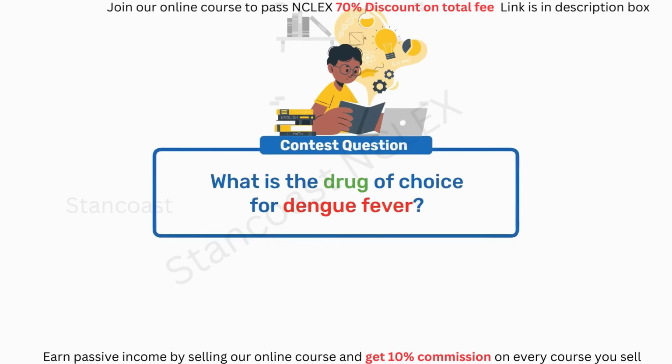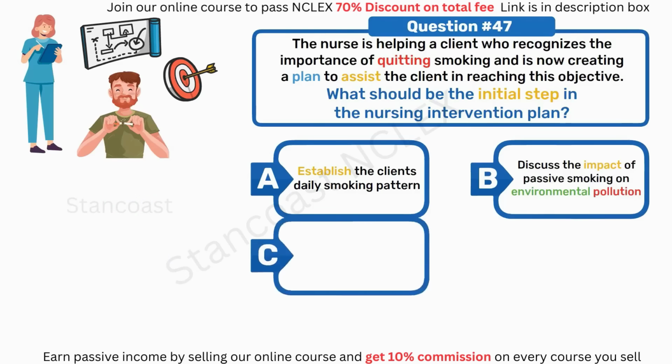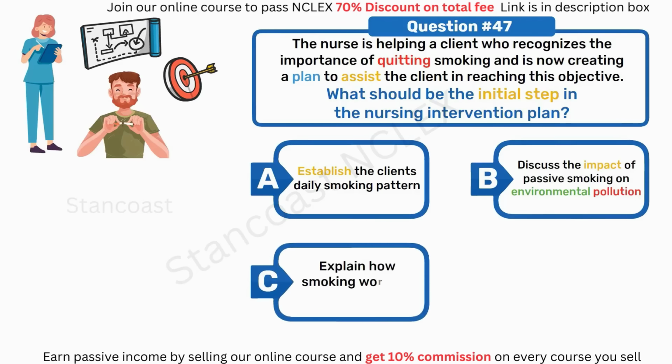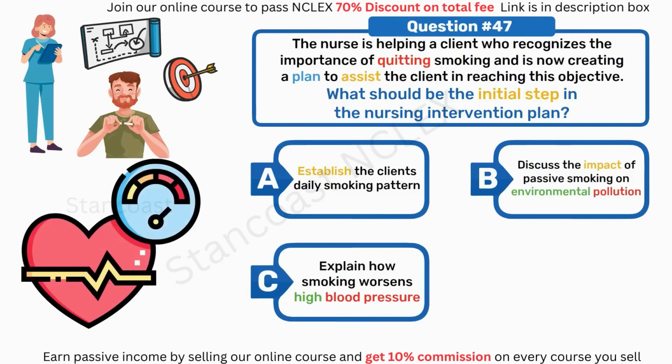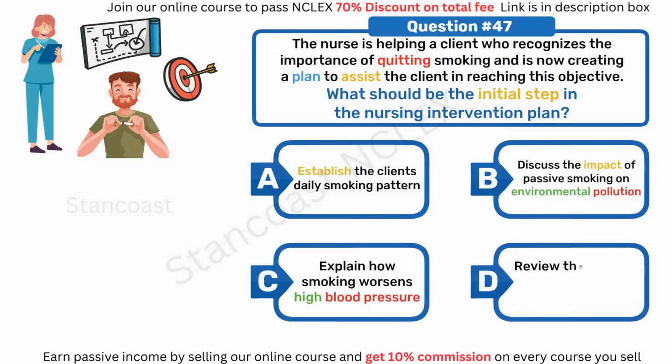The nurse is helping a client who recognizes the importance of quitting smoking and is now creating a plan to assist the client in reaching this objective. What should be the initial step in the nursing intervention plan? A. Establish the client's daily smoking pattern. B. Discuss the impact of passive smoking on environmental pollution. C. Explain how smoking worsens high blood pressure. D. Review the adverse effects of smoking on the body.